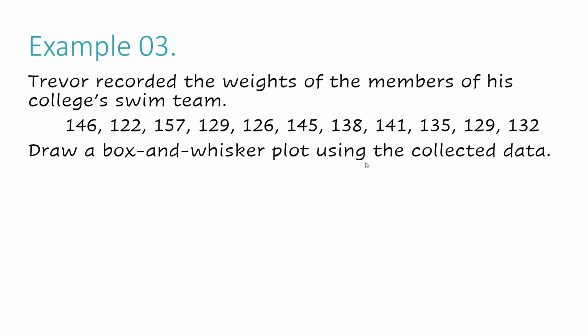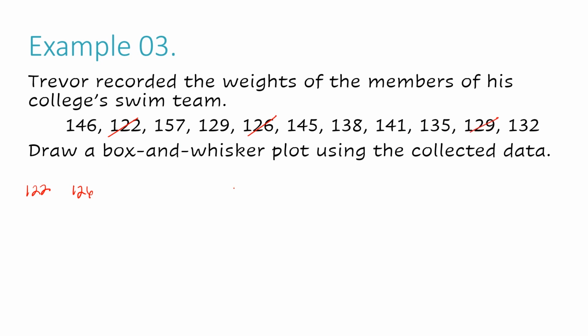Example number 3. Trevor recorded the weights of the members of his college's swim team. They are 146, 122, 157, 129, 126, 145, 138, 141, 135, 129, and 132. Draw a box and whisker plot using the collected data. All right, so I'm going to first order these numbers from least to greatest, and it looks like 122 is the smallest for my data set. So I got 122. Next smallest is 126.